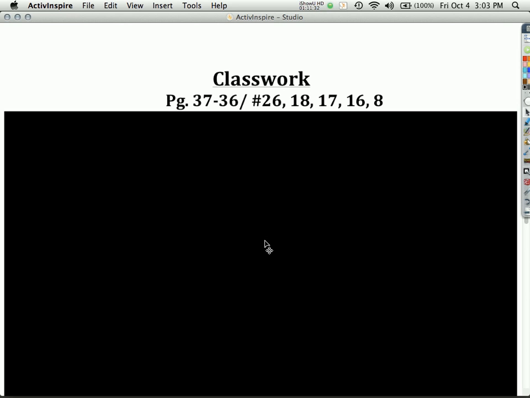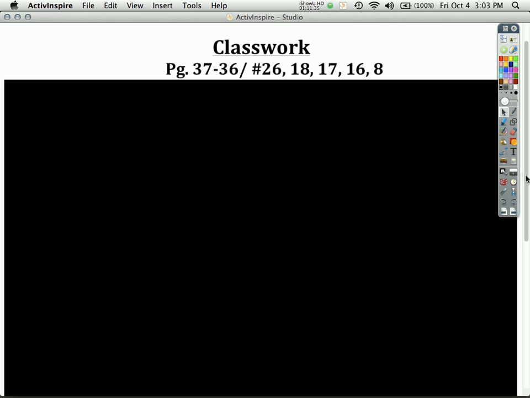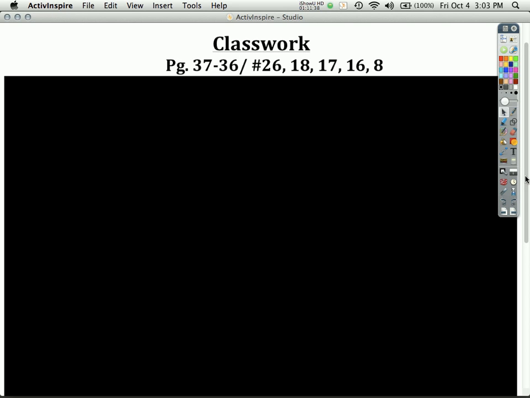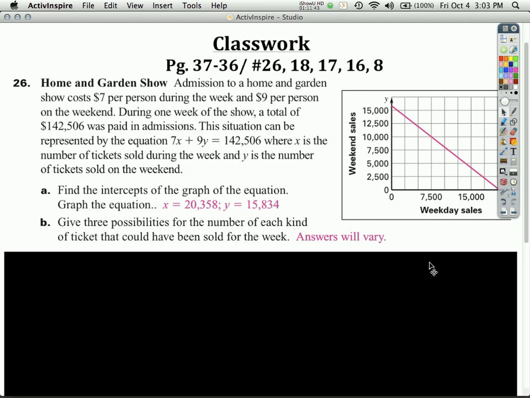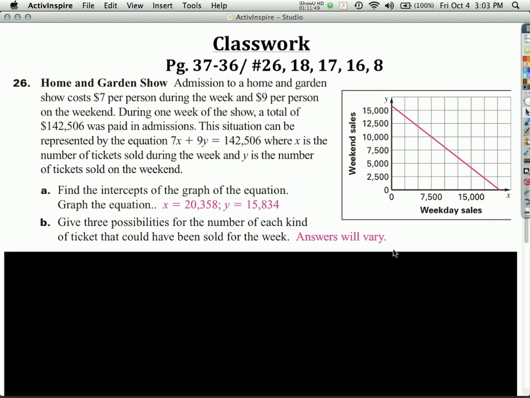Colored pens up. All right, here is 26. The x-intercept was 20,358. The y-intercept was 15,834. And your graph should have looked like this. For part B, you could have had a whole bunch of different answers as long as you gave an ordered pair that was somewhere on this line. As long as your ordered pairs were somewhere on this line, you can mark part B correct.